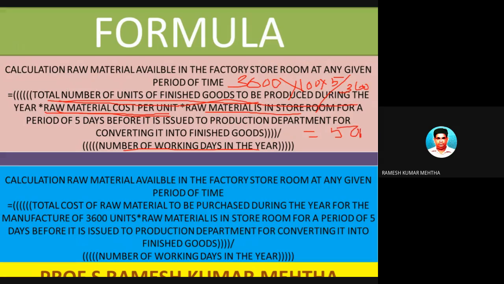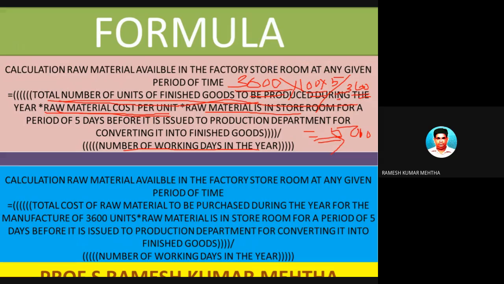So the basic background of how this formula has come into picture is given to you. That is, the number of units to be produced during the whole year, into raw material cost per unit, into the number of days for which the raw material will be there in the stock room, divided by 360 days, because in this case I told you that the number of working days in the year is 360, and 5 days are for holidays.